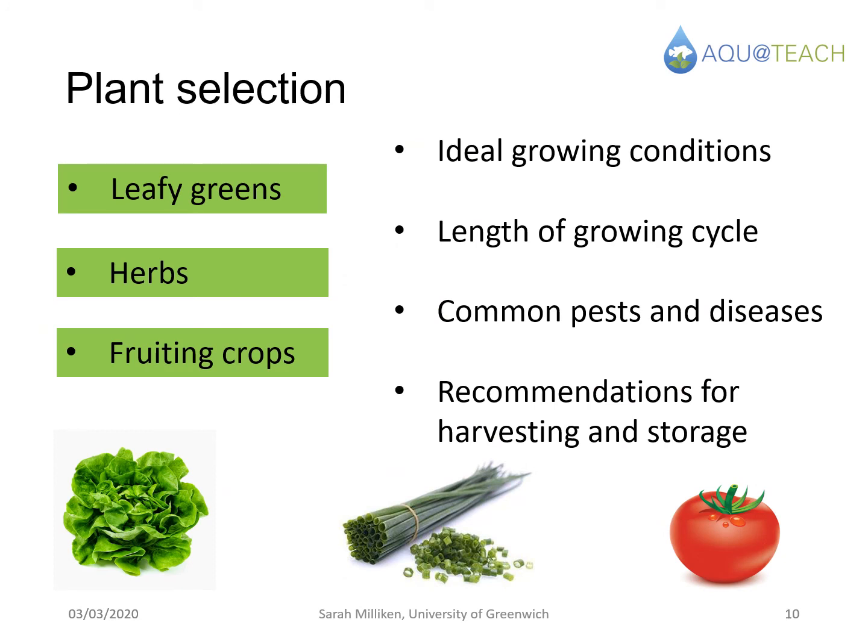In the next section of the course, we're going to look in some detail at 18 different plant species which grow well in aquaponic systems. These include leafy greens, herbs, and fruiting crops. For each of the species, we're going to look at the ideal growing conditions, the length of the growing cycle, common pests and disease, and recommendations for harvesting and storage.